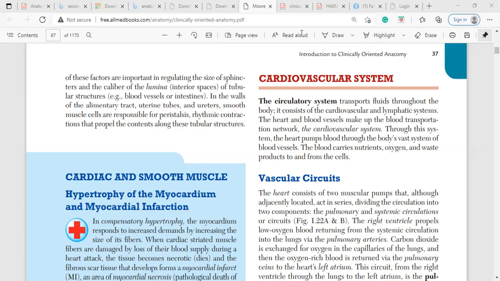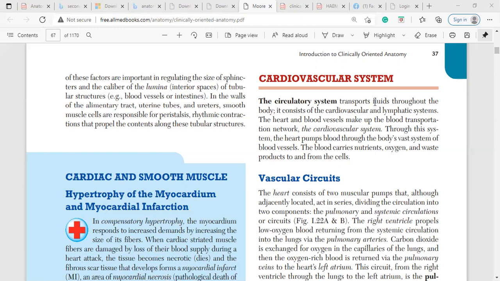So what is the circulatory system? If you look at my screen here, you see cardiovascular system. The circulatory system, what is the function? What does it do? It transports fluid throughout the body. And this circulatory system is made up of two other systems, which are the cardiovascular system and the lymphatic system.